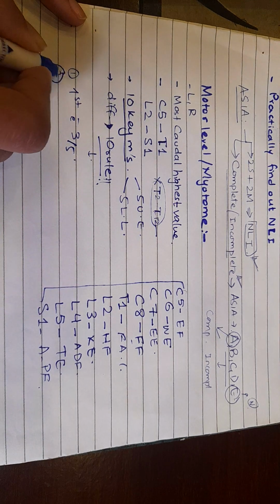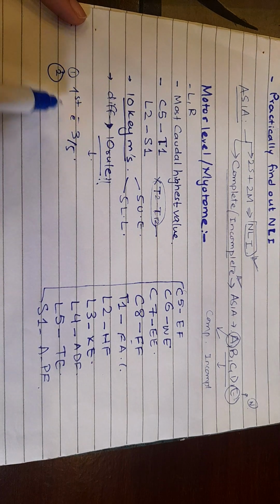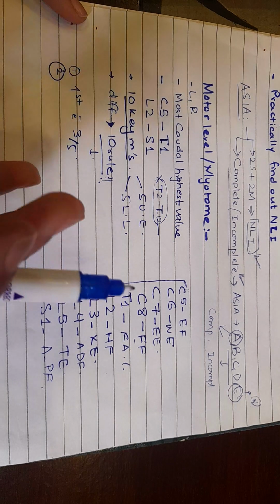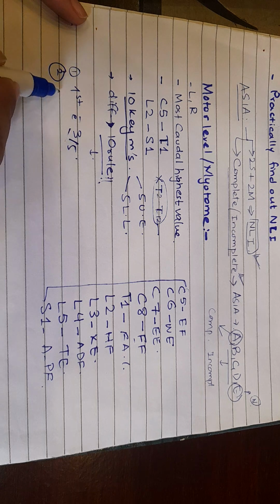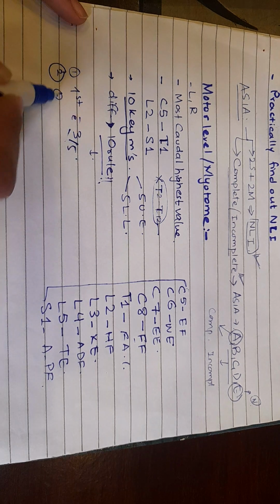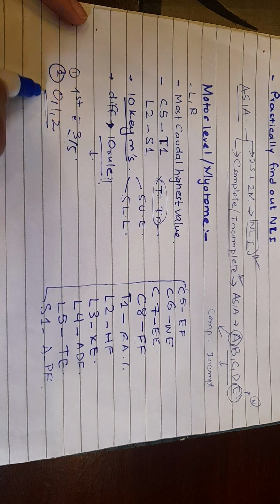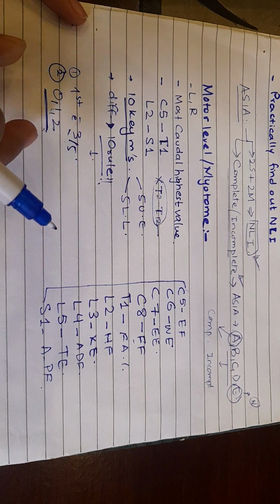Then the second rule is that whenever we are downgrading the MMT, whenever we are saying that the patient has below 3 by 5 level, it means the patient may have 0, 1 or 2. So these are the downgrading, right? So this is basically downgrading.